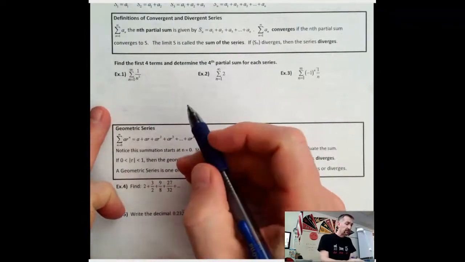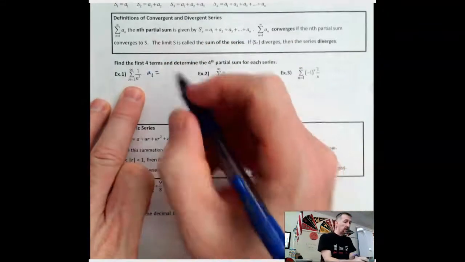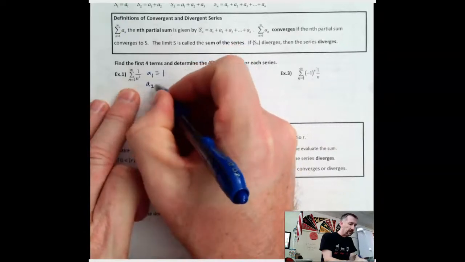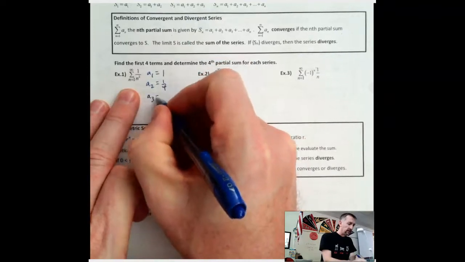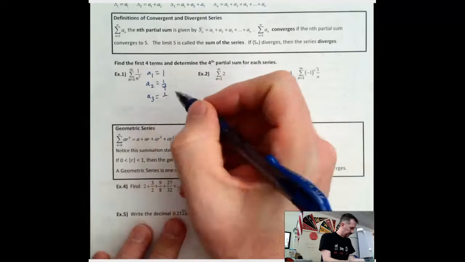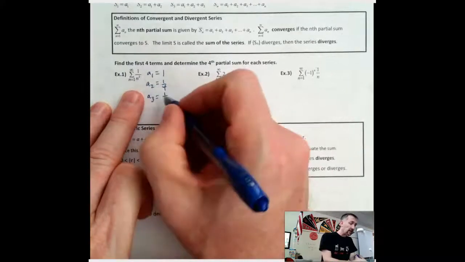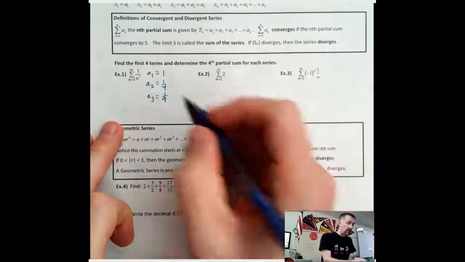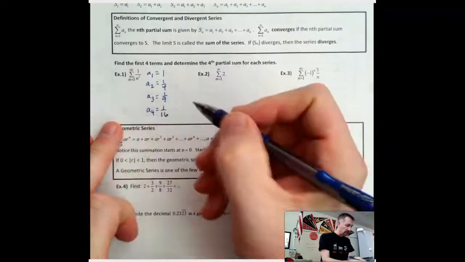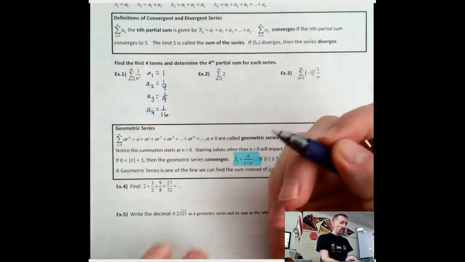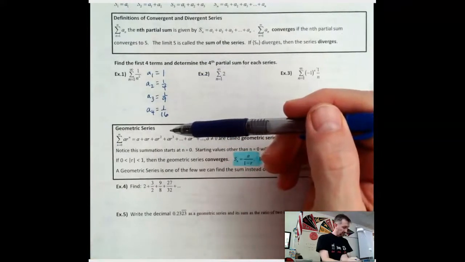So this says find the first four terms. So that would be a sub 1. If we plug a 1 in there, it's going to be 1. And a sub 2 is going to be 1/4. A sub 3 is going to be 1/8. Wait a second. 3/9, 1/9. I was thinking 2 cubed. 3 squared. Pay attention to the details. Plug a 4 in there. 1/16. Okay. Now the fourth partial sum would be what we get when we add those 4 up.